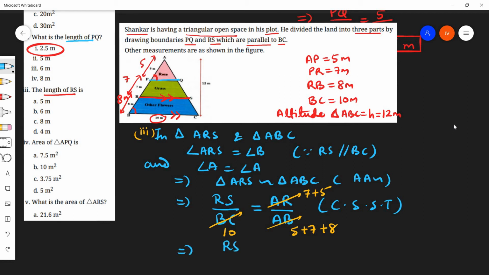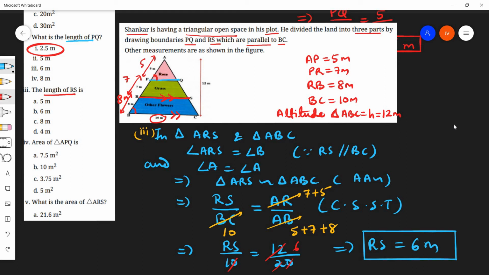So where do we land? We have RS by 10 is equal to 12 by 20, and then we see a simple cancellation on either side of the equal sign. You can cancel terms if they are cancelable. So here 12 goes in 2 table, and thus we have RS equal to 6 meters. And which option is this? This is in the third bit, the second option.